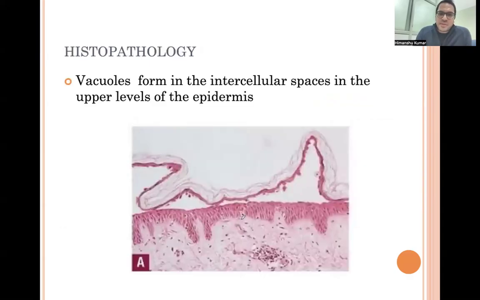Coming to histopathology, okay. So we see this is the lower level. This is not involved. This is the top level. And we see a blister just below the top level of the epidermis, just below the stratum corneum. So this is the whole blister, which is pemphigus foliaceus.